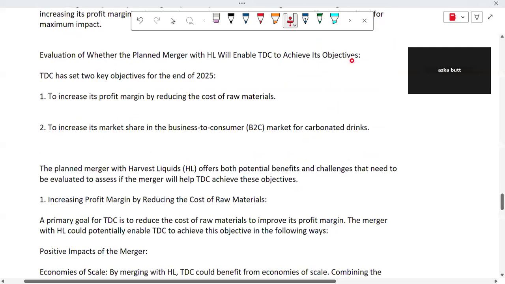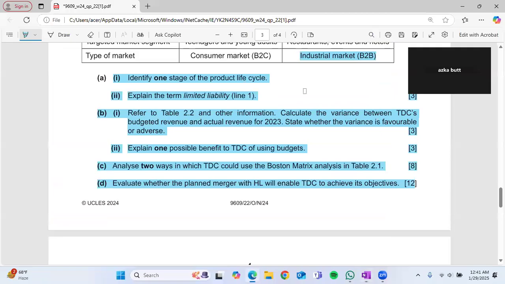Okay. Now we are going to see the last question that evaluates whether the planned merger with HL will enable TDC to achieve its objectives.